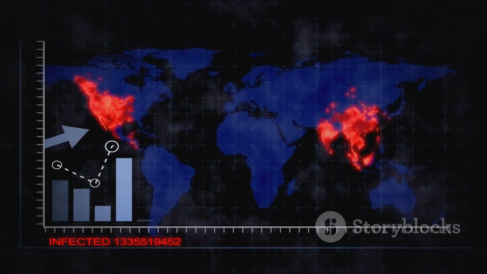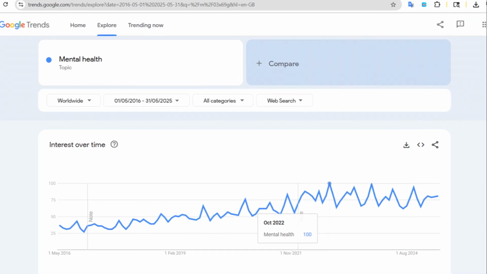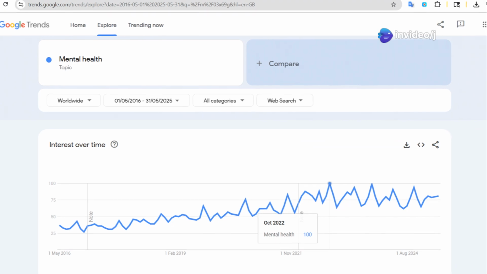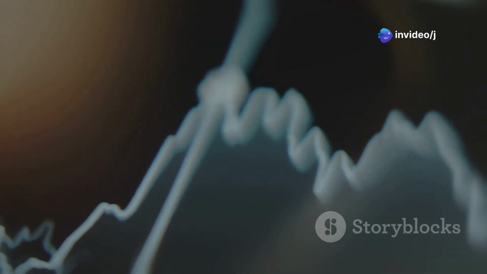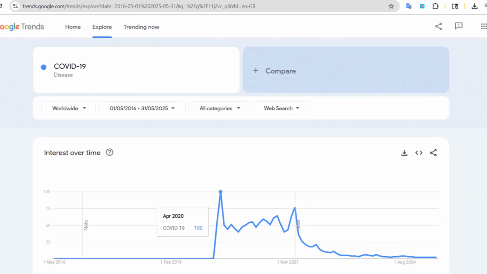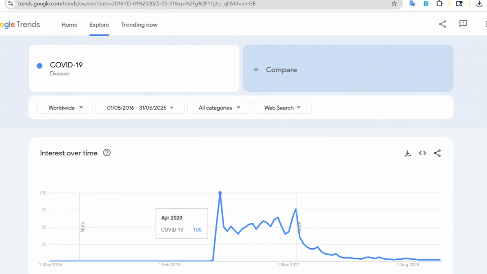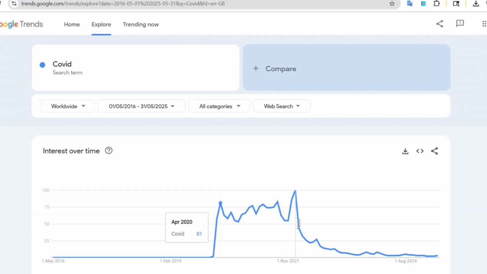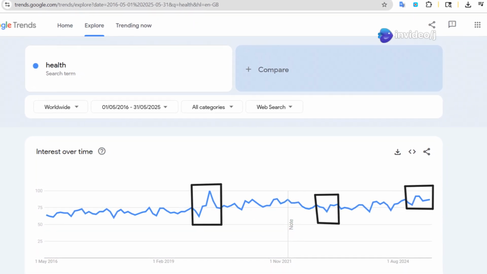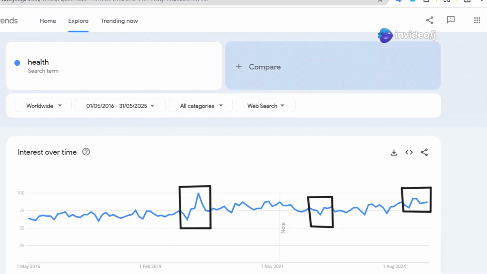A steady increase means growing interest. For example, interest in mental health has been on a steady rise in recent years and even reached record highs in 2022. Spikes indicate specific events. A huge spike for COVID-19 in early 2020 represents the pandemic's onset, after which the interest gradually declined as urgent searches tapered off. Look for these changes in your topic of interest.